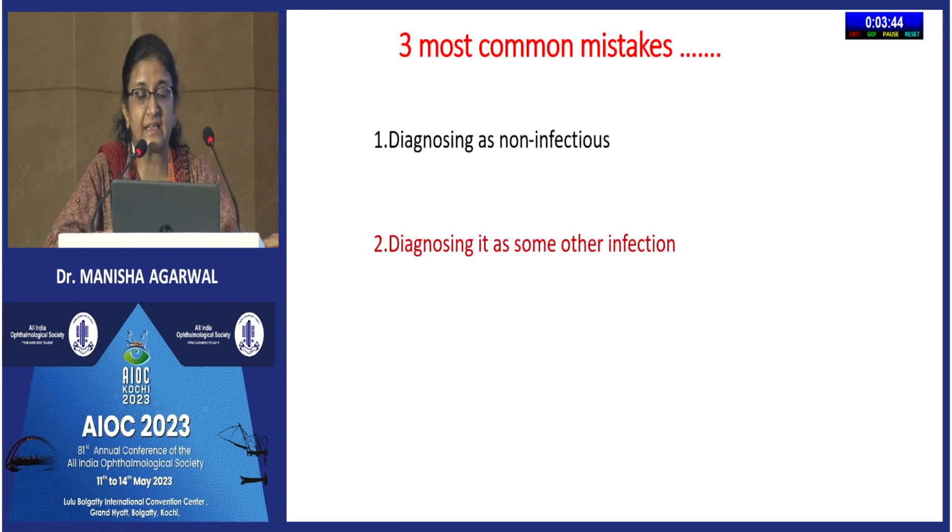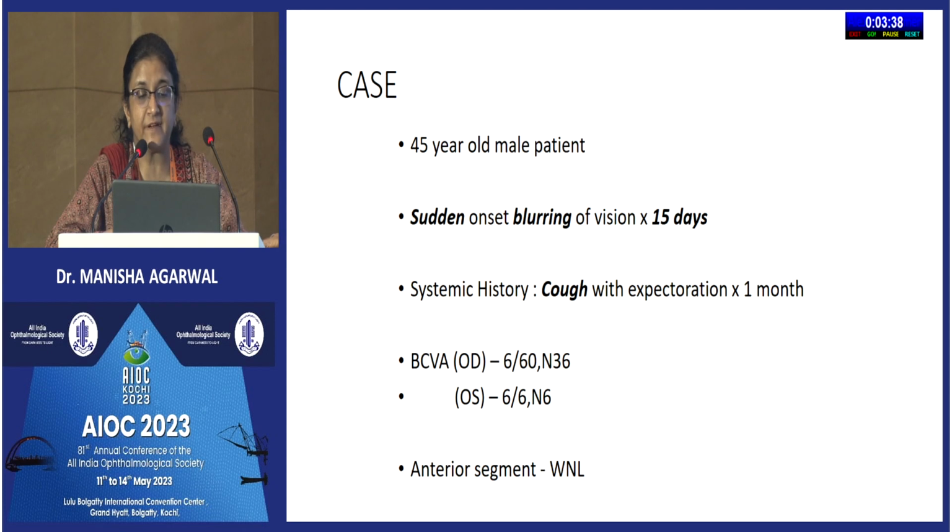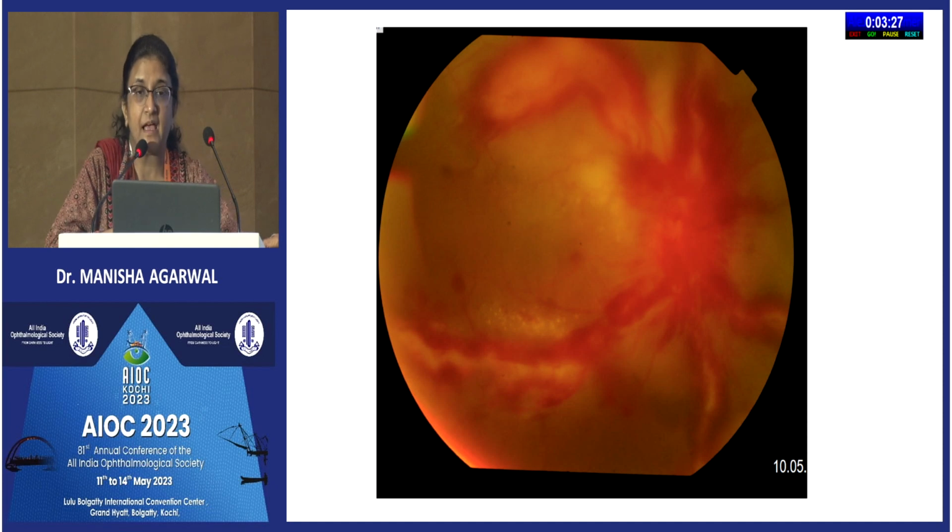Now coming to the second mistake, diagnosing it as some other infection. So let's go ahead. This is a 45-year-old male patient with sudden blurring of vision for the last 15 days, having cough with expectoration for the last 1 month. The vision in the right eye is 6/60 and 6/36. And this is how the fundus of the right eye looks.